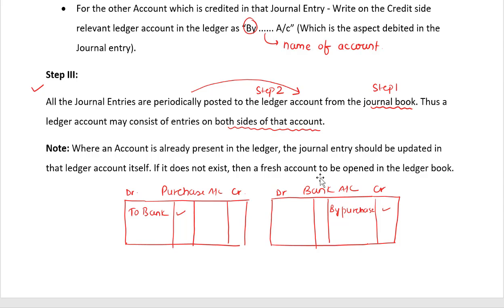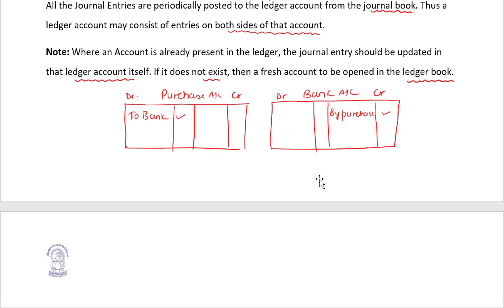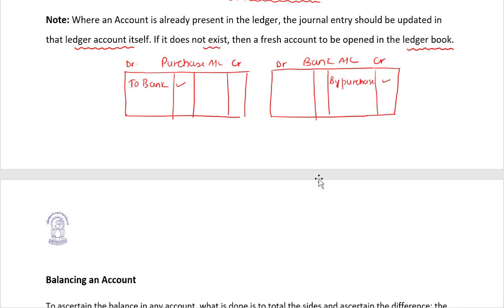Note, where an account is already present in the ledger, the journal entry should be updated in the ledger account itself. If it does not exist, then a fresh account is to be opened in the ledger book. Supposing we have 10 entries in case of purchases. That does not mean that 10 times we will be opening the purchase account, for example purchase account 1, purchase account 2, purchase account 3 and so on. So this is a wrong terminology.